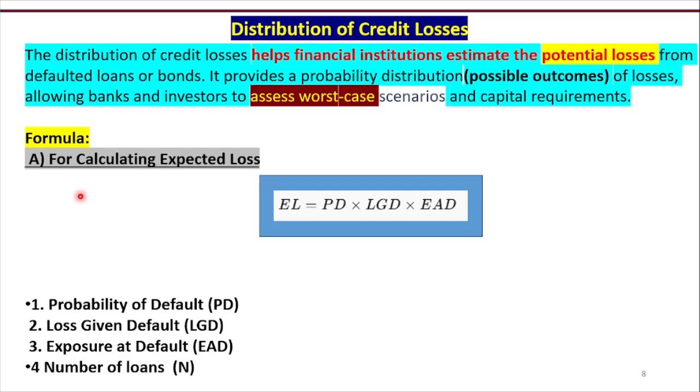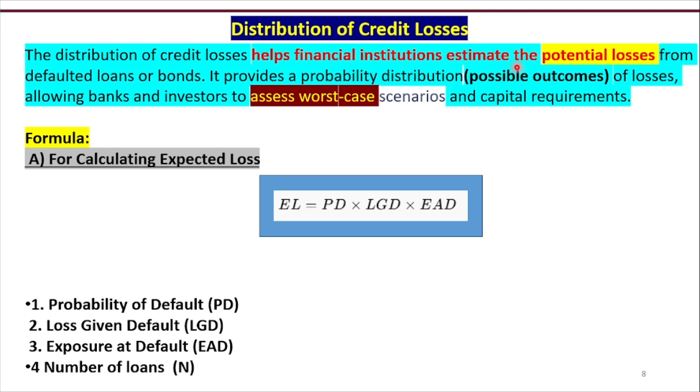Okay, so let's see the distribution of credit losses. The distribution of credit losses helps the financial institution estimate the potential loss from defaulted loans or bonds. It provides a probability distribution of possible outcomes of losses, allowing banks and investors to assess worst case scenarios and capital requirements. What does the distribution of credit losses mainly tell us? It helps financial institutions estimate the potential loss, what the potential loss is from the defaulted loan or bond.